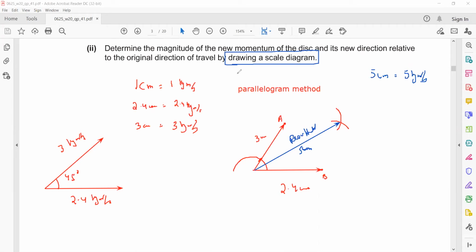And you cannot use a formula here. The reason is that the change in the momentum is not in the same direction. If the momentum or change in momentum are in the same direction, you can use a formula. But in this question, initially it was moving horizontally and then it is making a certain angle. So the direction changes, so you cannot use the formula in this case.